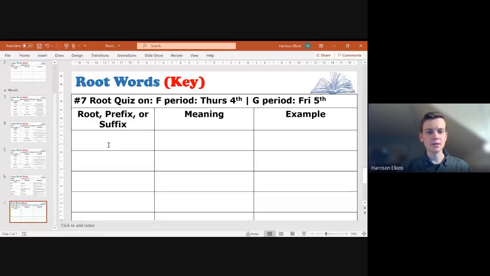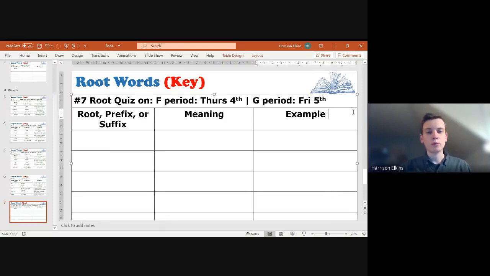All right, this is root words number 7. You should have a blue sheet of paper that is titled root words. It has pictures of these little books and roots on it. Remember, for those of you who have already been in the class, this is a review. For those of you who are new to biology, and we do have some new students.